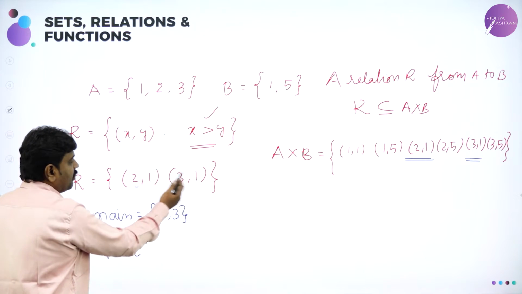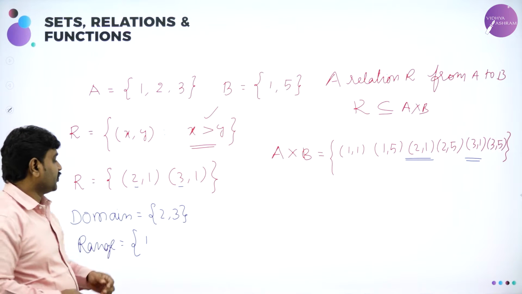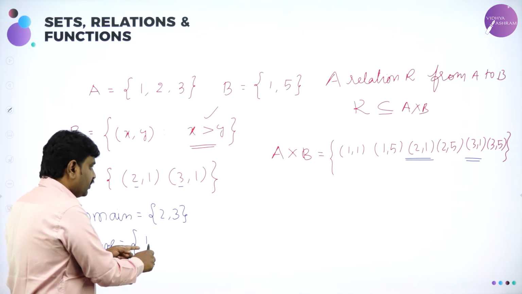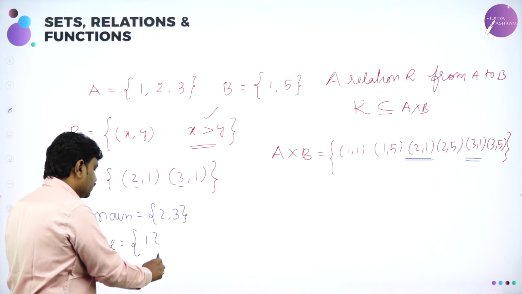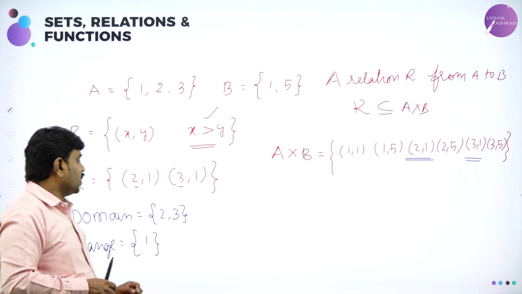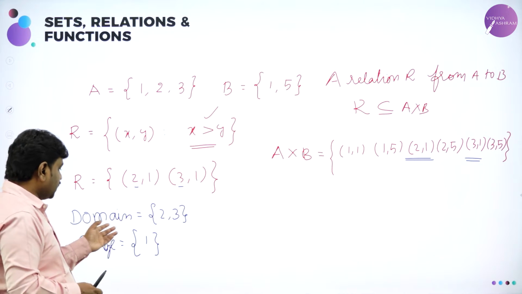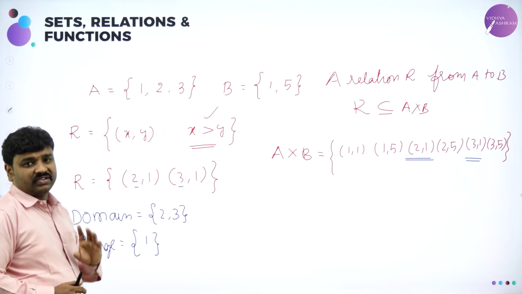1, comma 1 you should not write. You know, in a set the element should not repeat. So 1 I have already written, no need to repeat it. Range is a singleton. What is a singleton? A set containing one element. Domain means set of all first elements. Range means set of all second elements. Set means you should write one element only once.